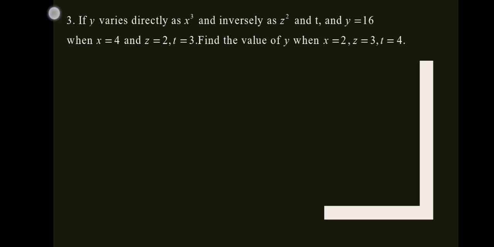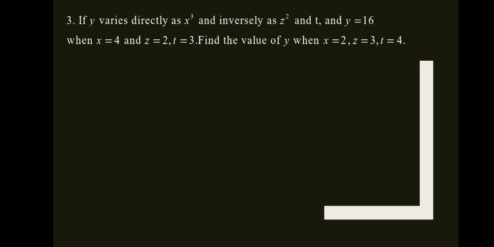Question number 3 is: if y varies directly as x cube and inversely as z square and t. Now keep this thing in your mind that here y is in direct variation to x cube, but it is in inverse variation to both z square and t simultaneously, and y is equal to 16 when x is equal to 4 and z is equal to 2 and t is equal to 3. We will have to find the value of y when x is equal to 2 and z is equal to 3 and t is equal to 4.